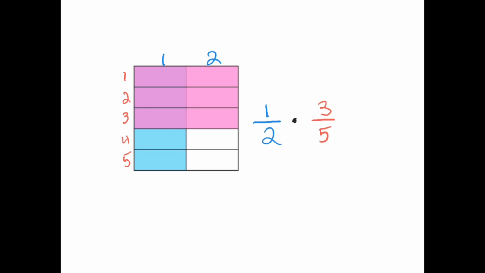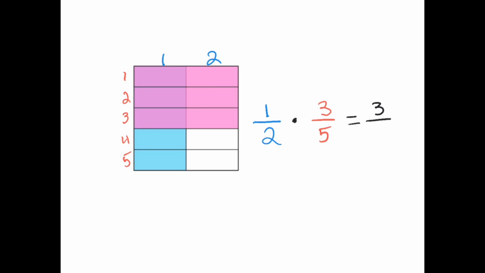Now let's find the product by reading the model. Our numerator will be the overlapping portion, that pink and blue combined to make that purple. So we have 1, 2, 3. We have 3 boxes overlapping. Now to figure out what that denominator is, you have to ask yourself how many boxes altogether.